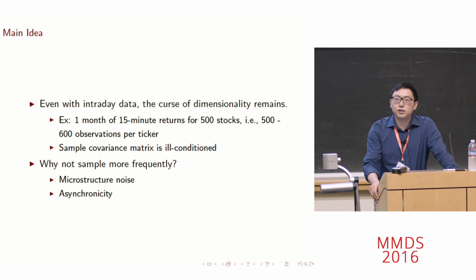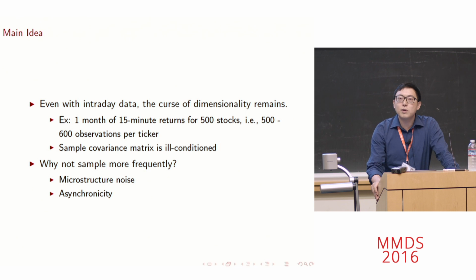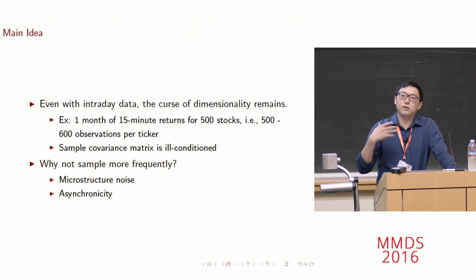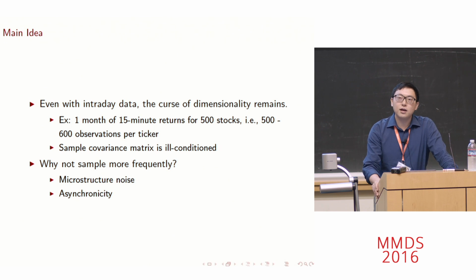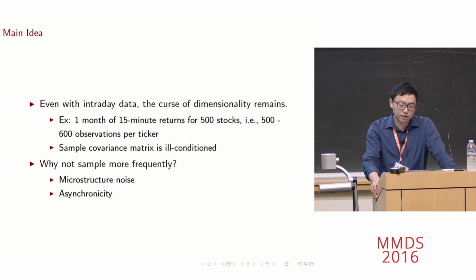So here's the main idea. First of all, I'd like to show you why this problem is a high-dimensional problem. Even with intraday data, where I can have a lot of observations within the day, for a typical stock that is very liquid, we have over 20,000 observations per day. That increases the sample size for us, which is very useful to deal with the curse of dimensionality.